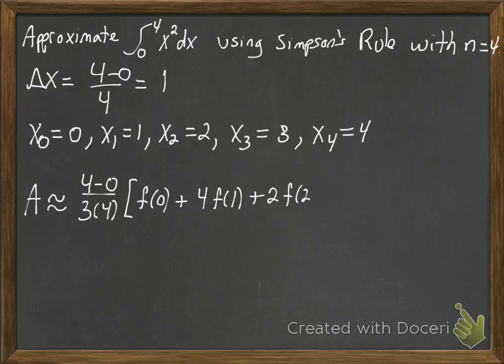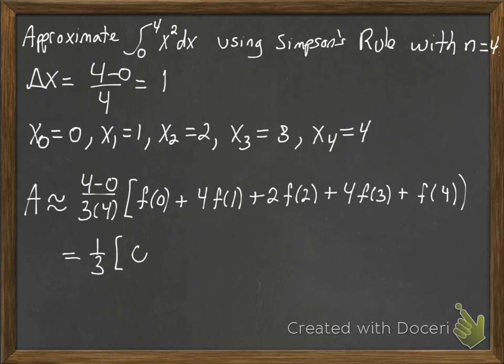2 times f of 2, and then 4 again, 4 times f of 3, plus, and then the last endpoint is always 1, so just f of 4. And now it's just a matter of computing those things. 4 minus 0 over 3 times 4 would be 1/3. So we're going to have 1/3, and then we evaluate.